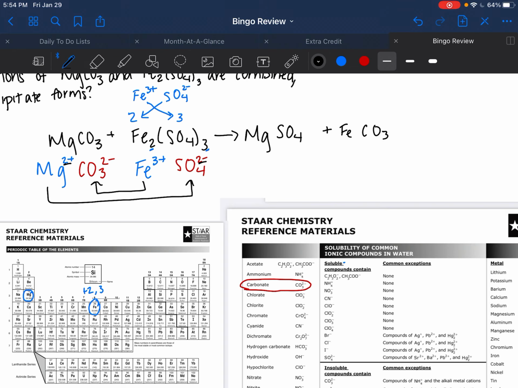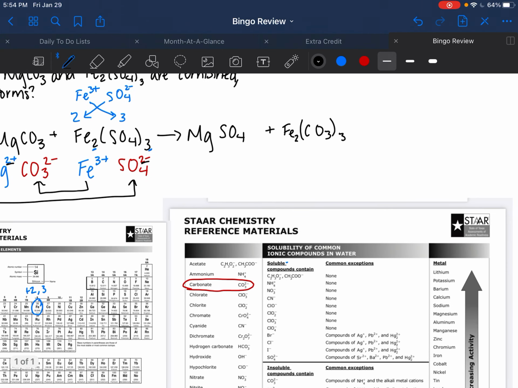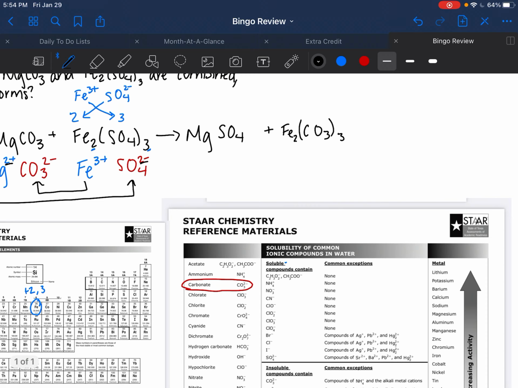So remember those charges crossed over? So the carbonate had a 2- charge. That goes right here with the iron. And then the 3 from the iron goes right outside of there. So we still don't know which one is the precipitate yet. We know what the reaction is creating, but we need to figure out which of these is insoluble. Remember that a precipitate will form a solid that will not be able to dissolve in that compound.